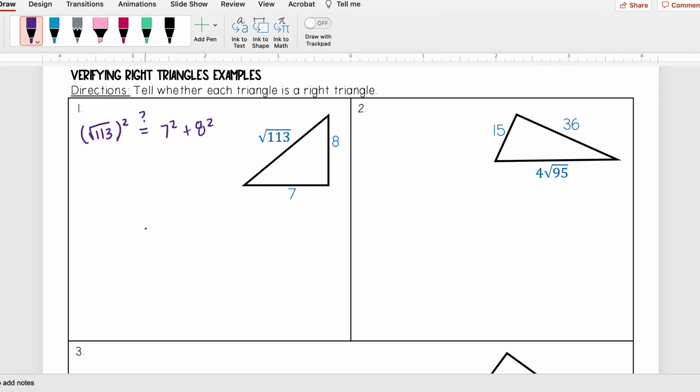Well, when I take the square of the square root of 113, the square root and the square are actually inverse operations, so those cancel each other out, and I'm left with 113. 7 squared, I get 49. 8 squared, I get 64. And then 49 plus 64, I get 113. So I do end up with a true statement. 113 is equal to 113. So the answer here is yes.